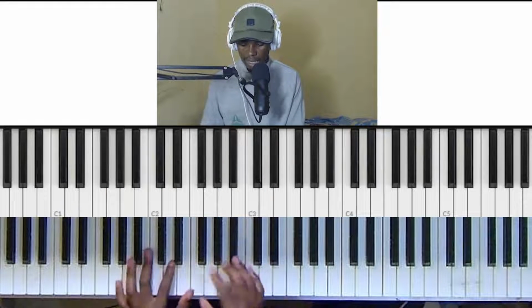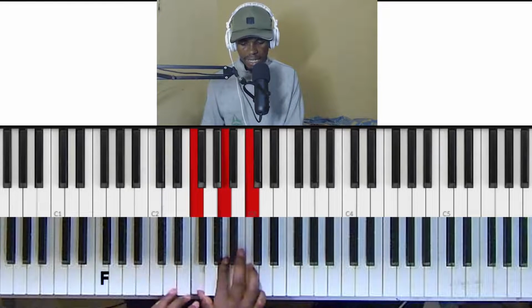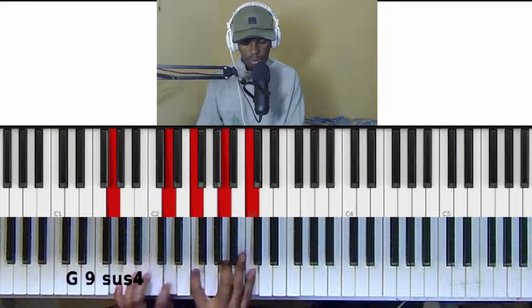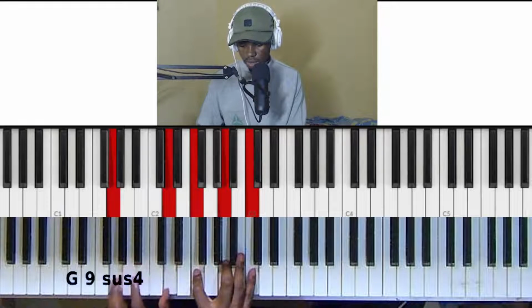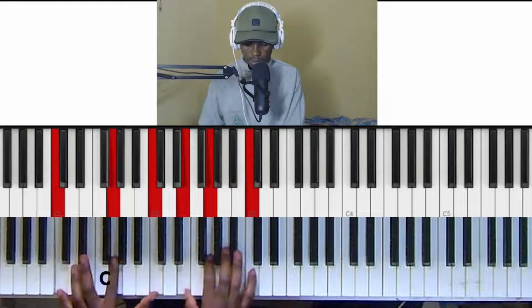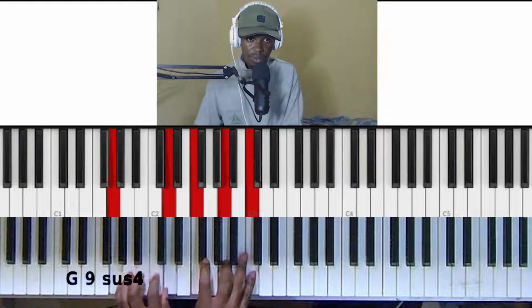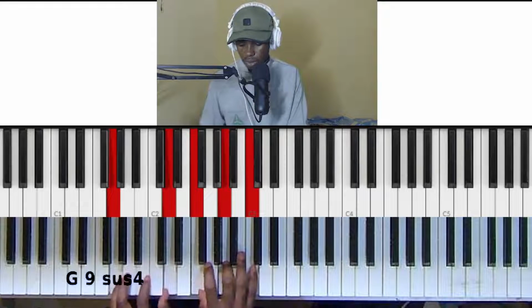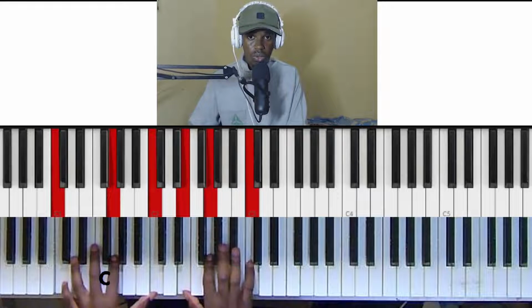Now I'm going to add the 7, 9, and 11 to the G major, just adding the extensions. It gives it this sound. So this is a 5, right? G9 sus4 going to the 1.